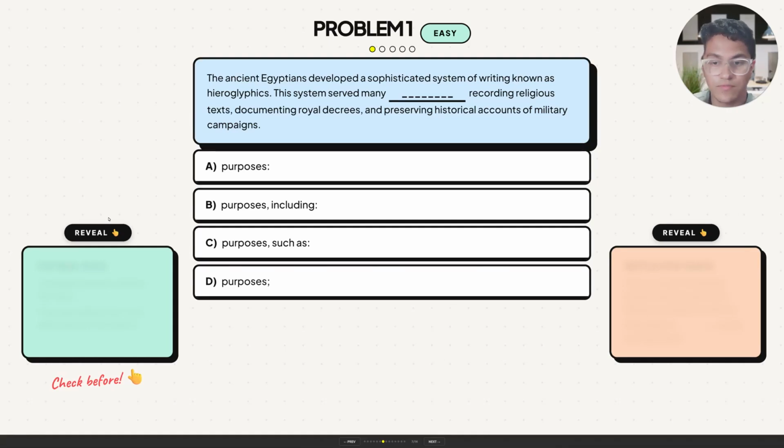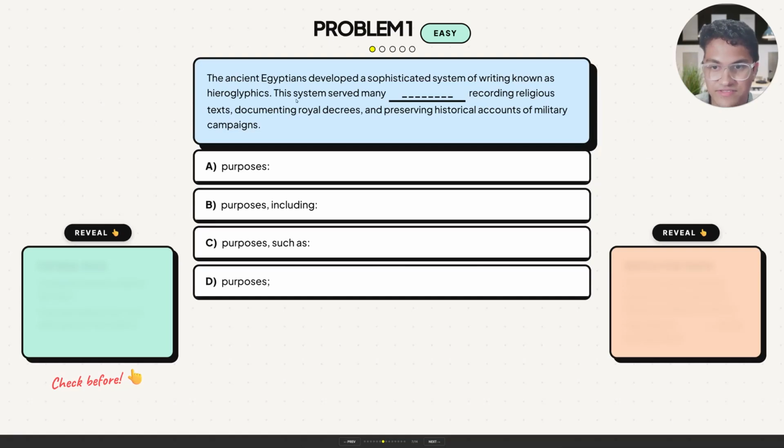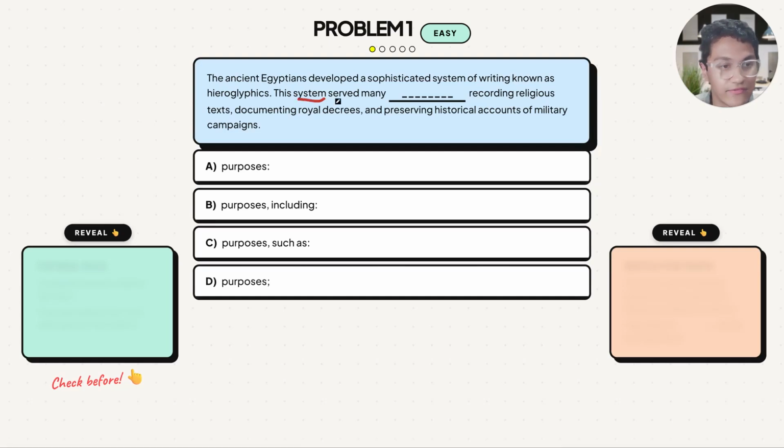So, what is the most important rule with a colon? You need a complete sentence. So let's look around first in the question to make sure that it is a complete sentence. The system served many purposes. Now the subject here is the system and the verb is served, which means we have a complete sentence.